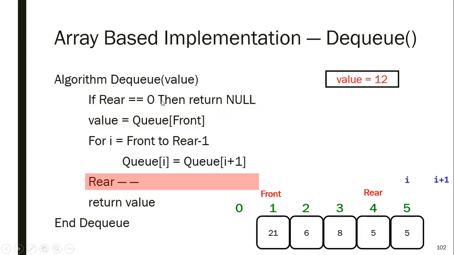This is just a constant time operation. This is again a constant time operation, and this loop can run from 1 to rear minus 1. It means from 1, if the total size is n, then this loop can run a maximum of n minus 1 times, and this is again a constant time operation. So these are n minus 1 plus some constant time operation, so it is order of n.